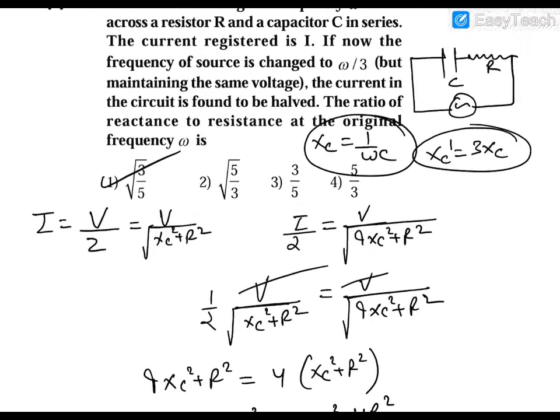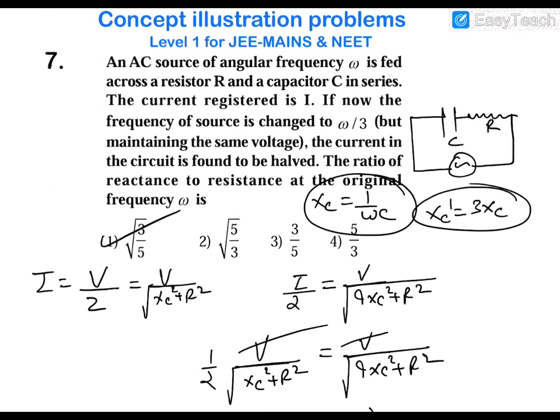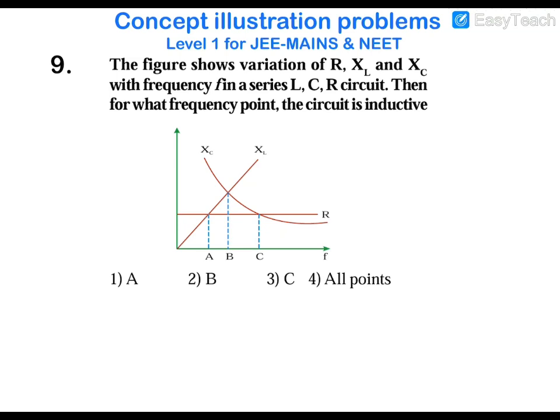Now, let's move on to the next question. In this question, you can see that there is a graph, in fact there are three graphs. One of the graphs is XC versus frequency, the other one is XL versus frequency, and the third one is R versus frequency. So we have to find out the point where the circuit will be inductive.